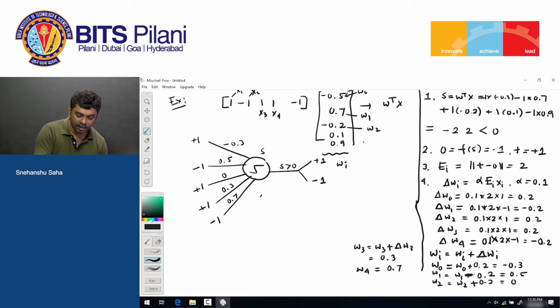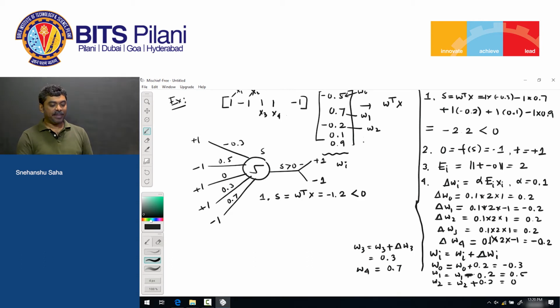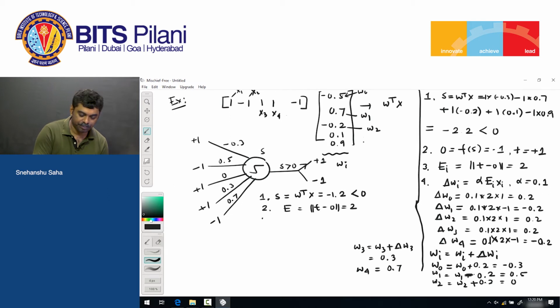So what we do here is, again, we compute the S. S is nothing but W transpose X. You know the W's, you know the X's, right? So what you will do is 1 times 0.3, minus 1 times 0.5, 1 times 0, 1 times 0.3, minus 1 times 0.7. I'll just skip this and you can verify S is negative. If S is negative, it's classified as -1. The actual target level is 1. So therefore, you still end up with an error, which is not good.